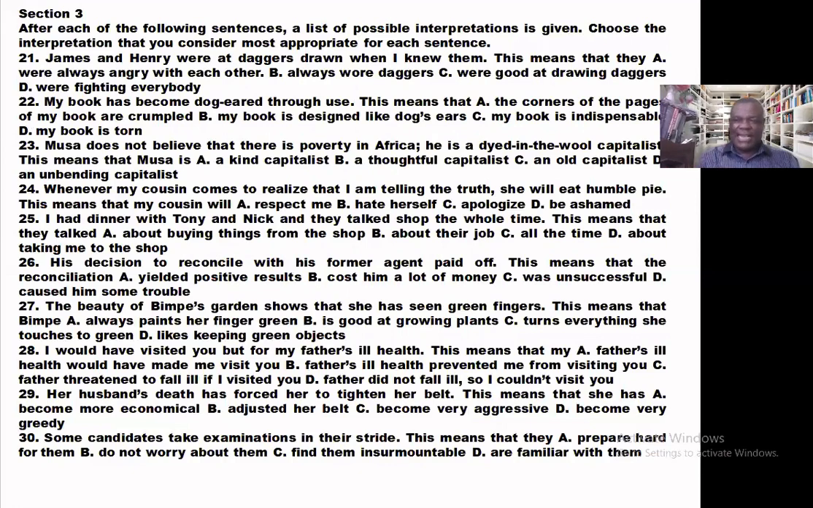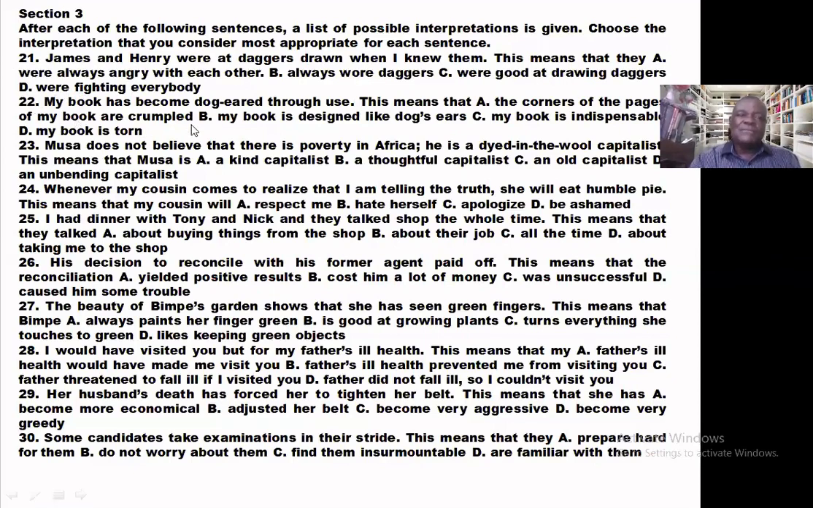You don't draw a dagger when you are happy. You are angry with someone to the extent that you want to stab the person with a dagger. All right, when people draw a dagger, what happens? So that is the image. When you consider the image or the mental picture that the expression creates in your mind, then that will help you to figure out the meaning. And that is what I want you to understand. So the answer is that they were always angry with each other.